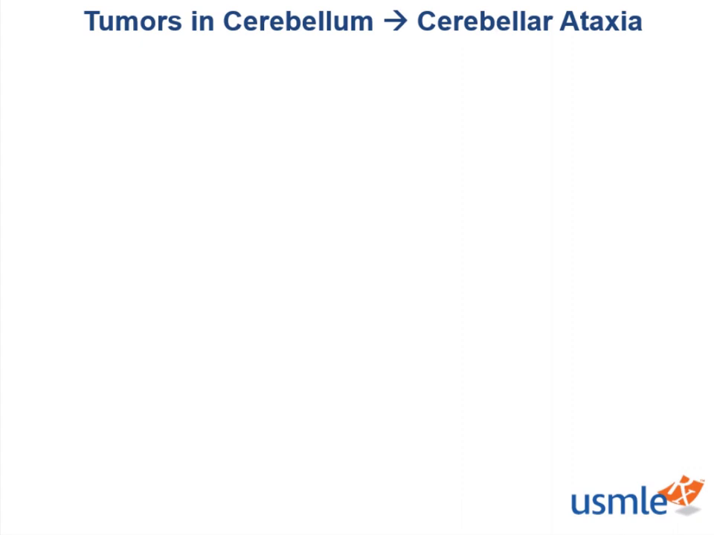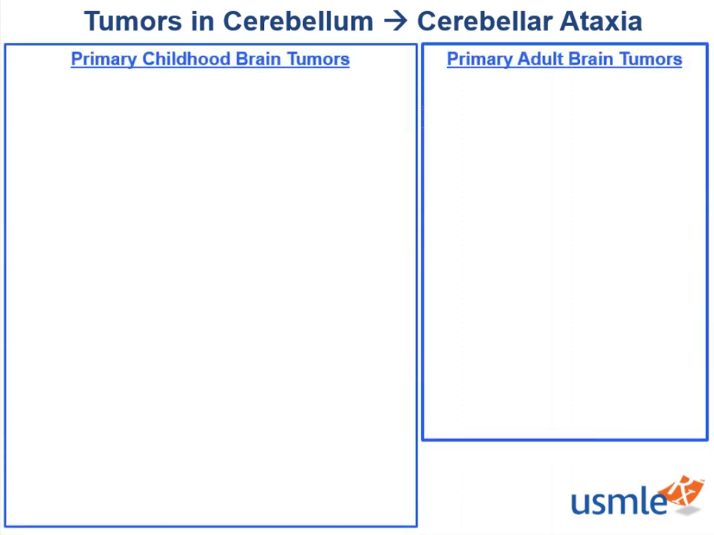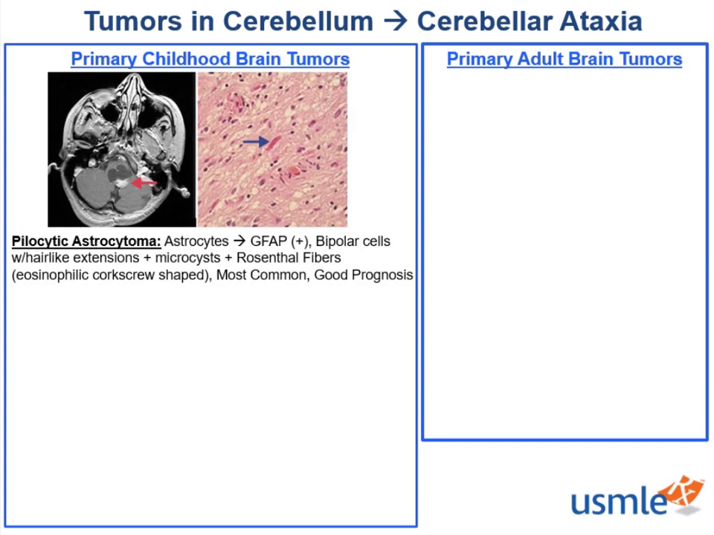Tumors that form in the cerebellum in children and adults can also cause ataxia. The most common childhood brain tumor is a pilocytic astrocytoma that stains positive for GFAP, glial fibrillary acidic protein, because it's of astrocyte origin and astrocytes are a type of glial cell. Histologically, this tumor has bipolar cells with hair-like extensions, microcysts, and Rosenthal fibers, eosinophilic, corkscrew-shaped fibers indicated by the blue arrow.